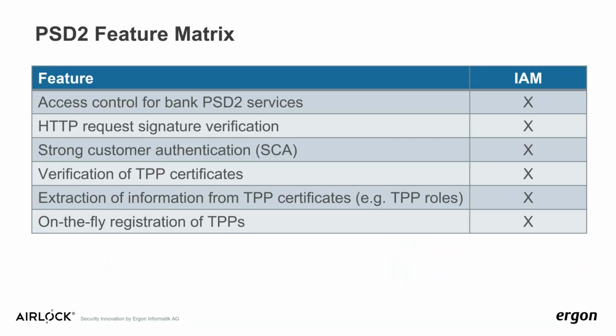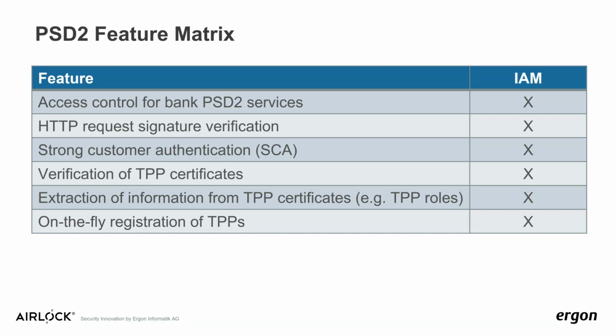Things included are access control for bank PSD2 services, so not everyone can just access those services. The HTTP requests, signature verification, strong customer authentication, as I mentioned, the verification of TPP certificates, which are created by an official certification authority. We verify that those certificates are still valid and issued by the correct certification authority. You can extract information out of those TPP certificates like roles.